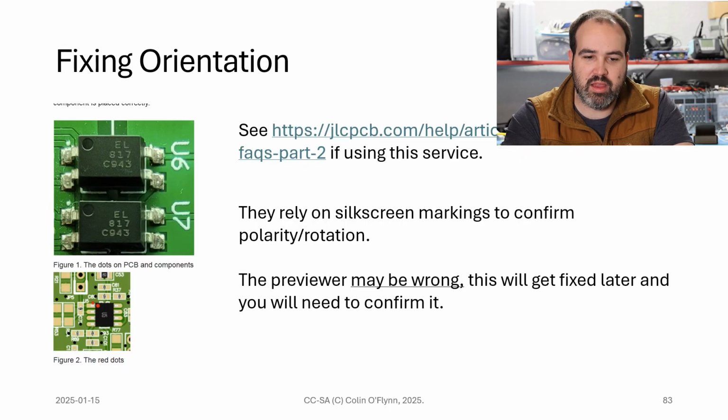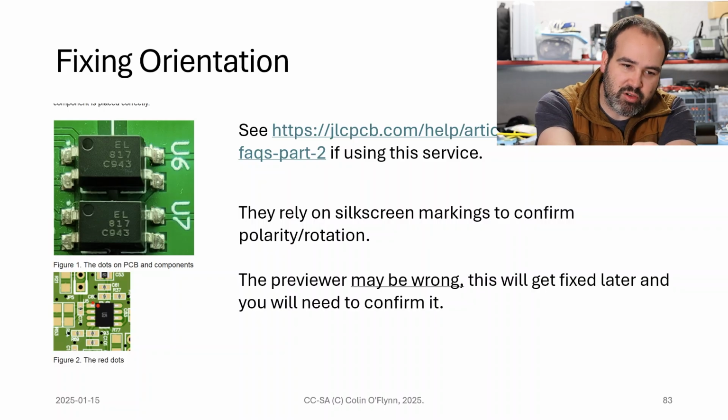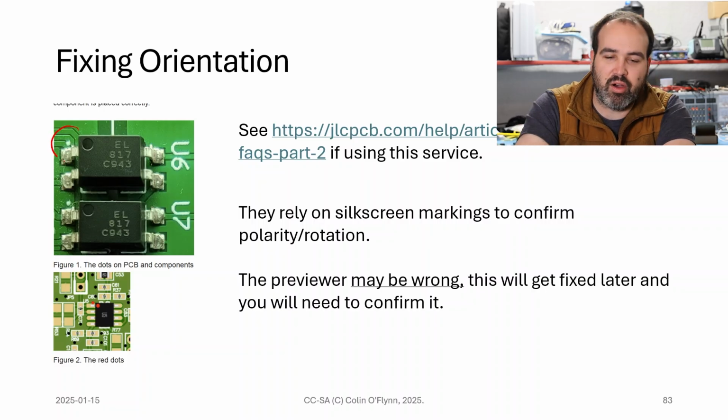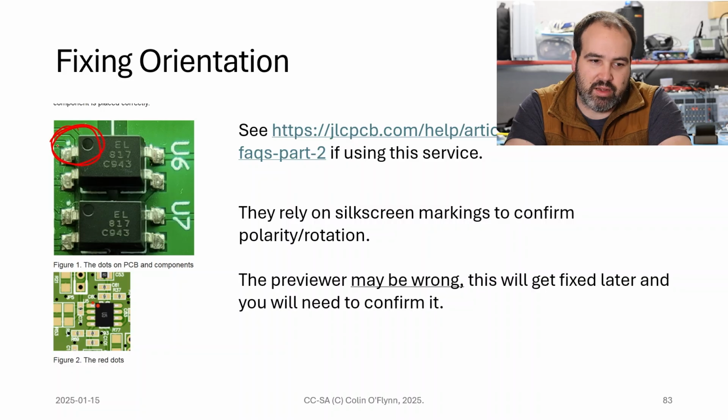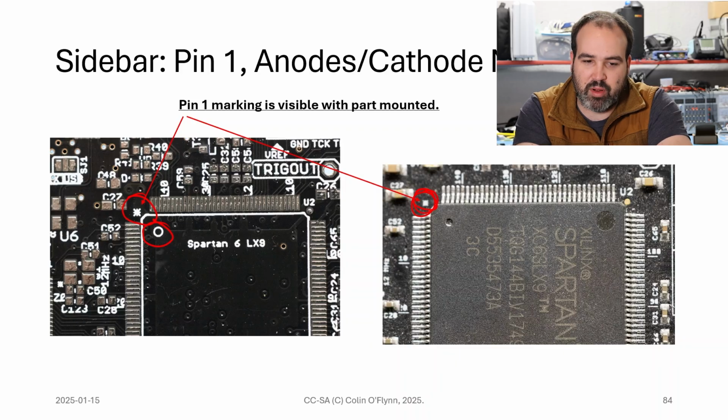So the silkscreen markings. I mentioned rotation, so I will also say that the silkscreen markings are going to be used to confirm polarity. So always make sure you're marking pin 1 on your silkscreen if you're getting it assembled, or even if you're assembling it yourself. You're going to hate yourself if you've got to go back and look at every part for what's supposed to be pin 1. When the part's mounted, we should have pin 1 visible.